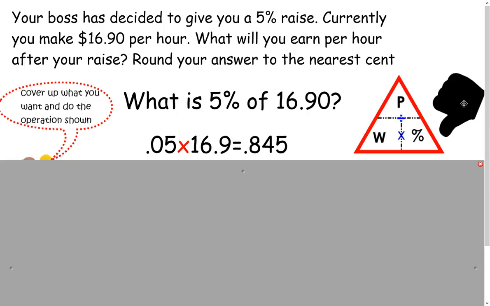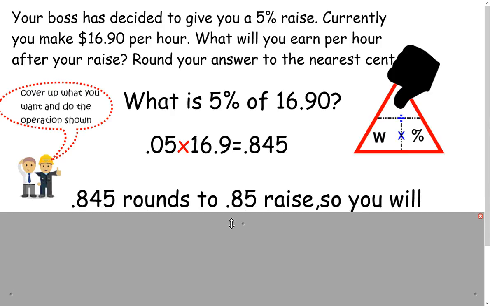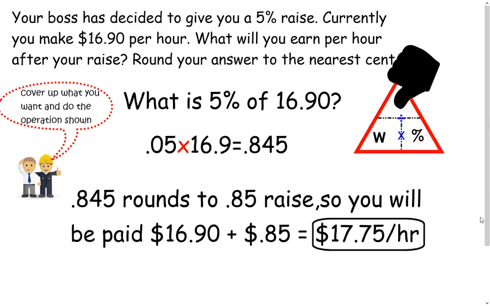What is 5% of $16.90? That's a part, so we're multiplying them together. And we get 0.845 or an 85-cent raise. So you're not going to get paid 85 cents. That would really stink. You're getting $16.90 plus your 85-cent raise, and that's $17.75 an hour.